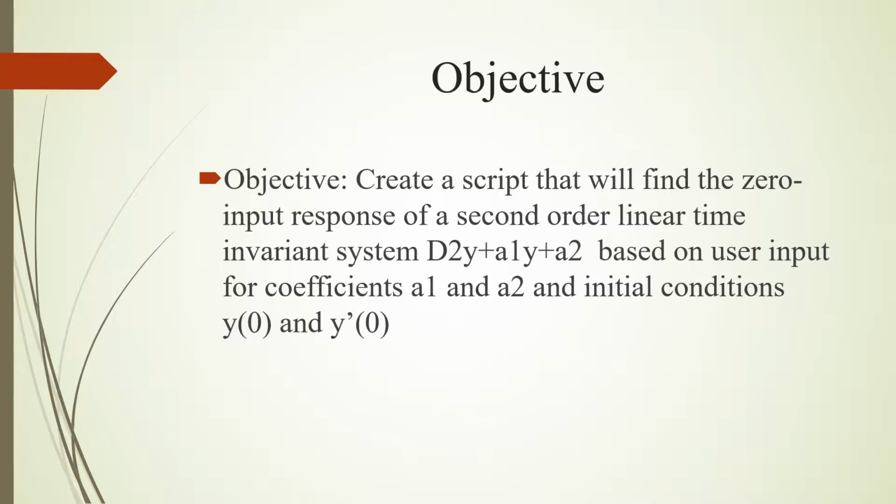use initial conditions. So we needed to create a script that will find the zero input response of a second order linear time invariant system based on user inputs for the coefficients A1 and A2 and the initial conditions y0 and y prime 0. Luckily, I've already taken differential equations, network analysis, and linear controls, so I was pretty comfortable with equations, the initial conditions, and finding the roots.